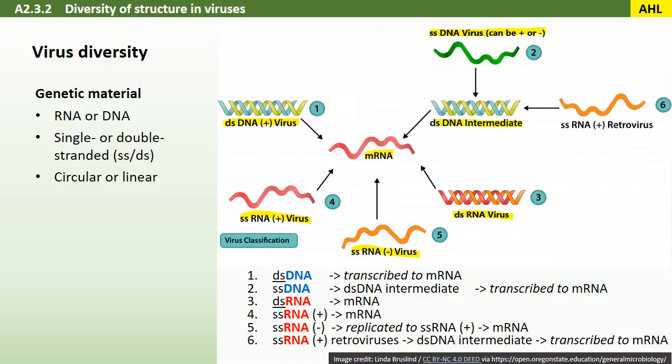And finally, retroviruses have a single-stranded RNA, which is first turned into a DNA molecule, a double-stranded DNA, with an enzyme called reverse transcriptase. And this double-stranded DNA is then used to transcribe the genetic information into mRNA, and that mRNA can be used for translation.